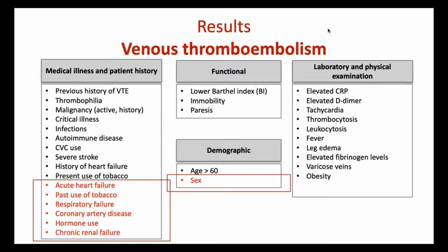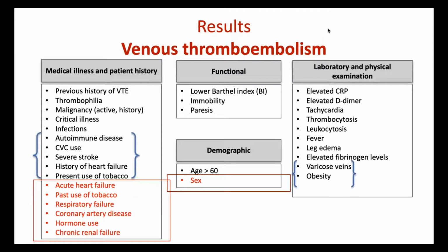Of the 29 factors, we identified low certainty in the evidence that there may be little to no association between risk of VTE and acute heart failure, past use of tobacco, respiratory failure, coronary artery disease, hormone use, and chronic renal failure. We also noted that there was moderate certainty in the evidence that sex probably has little to no association with risk of VTE.